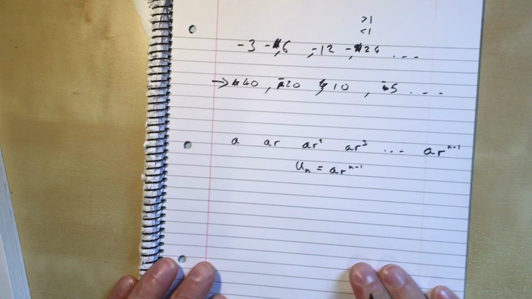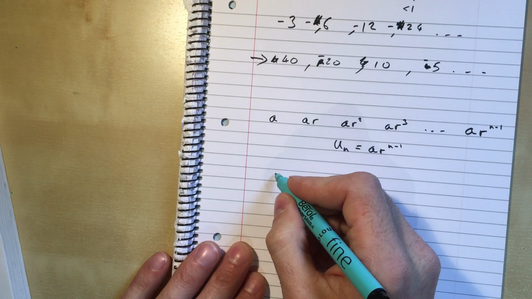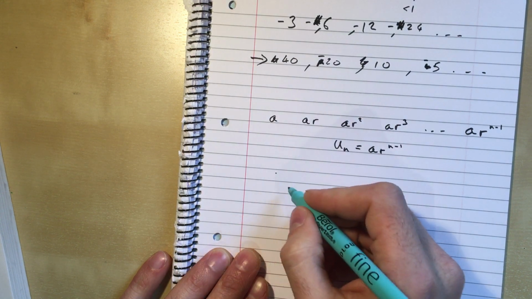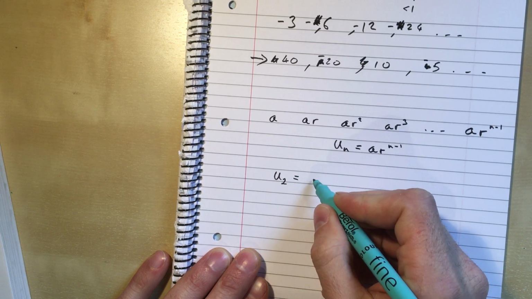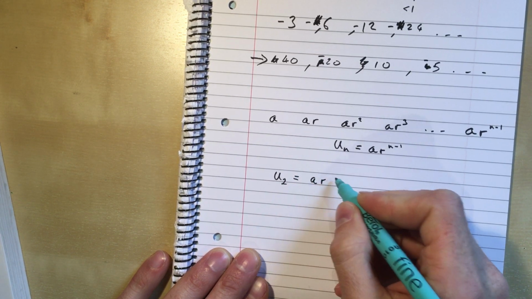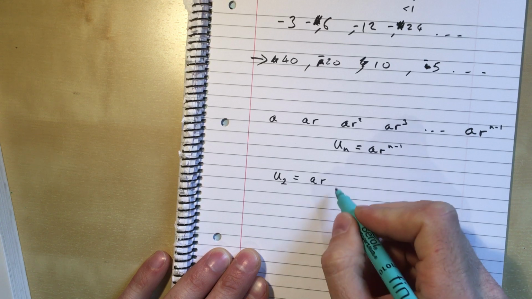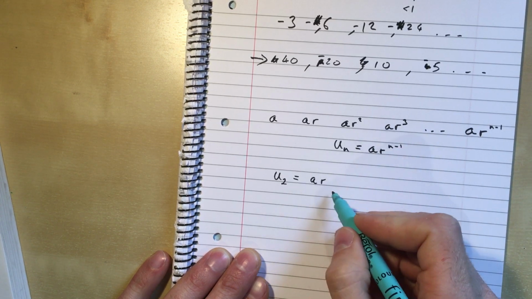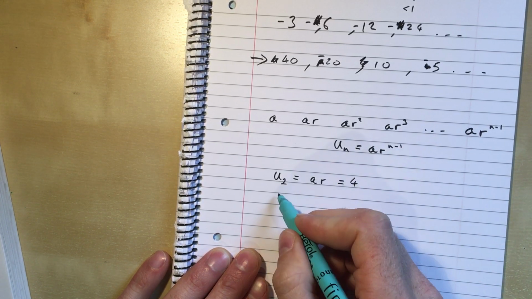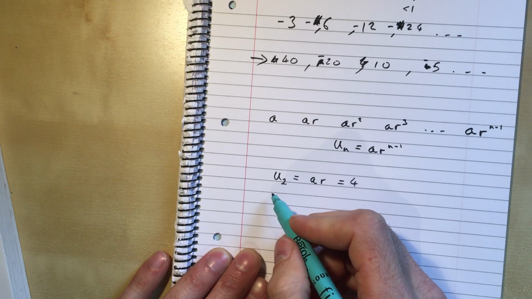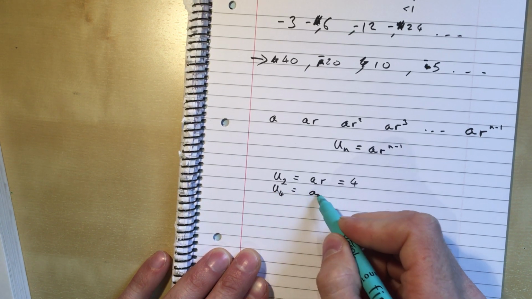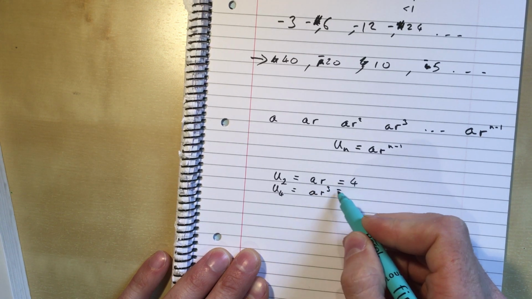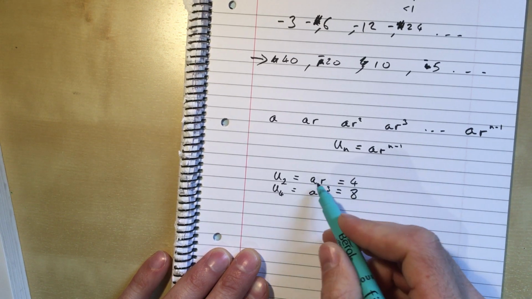They can ask us the same sort of questions as before. So if the second term of a geometric sequence is 4, so the second term, u2, of a geometric sequence, so that would be a r to the power of 1 from this formula. If that is equal to 4, and the fourth term, u4, is equal to ar cubed is equal to 8, then find a and r.